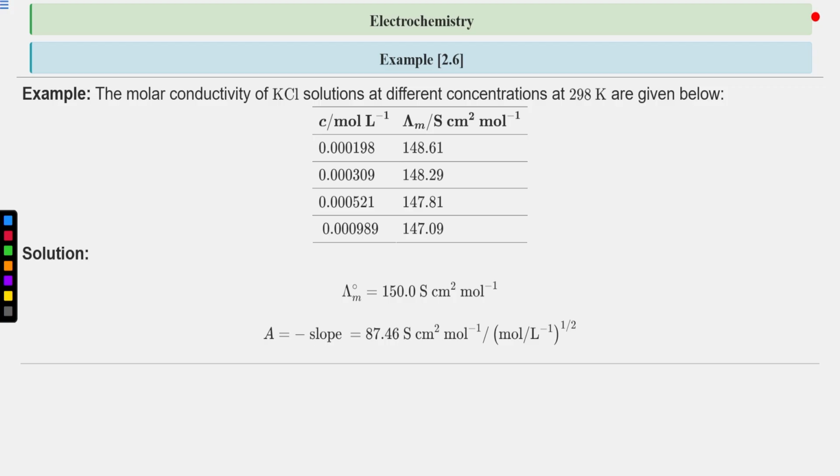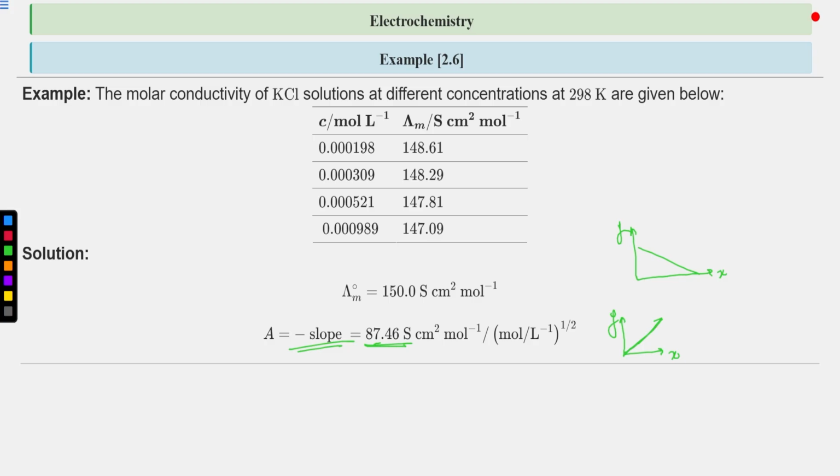And A is given as minus of slope, right? A is given as minus of slope because the slope for that straight line will be negative, because the line was like that. Let's suppose this is the x-axis and this is the y-axis. If the line was like that, the slope will be positive. If the line is like this, as we have seen, then the slope will be negative. So A is equal to minus of slope, and that will be equal to 87.46 Siemens centimeter square mole inverse.